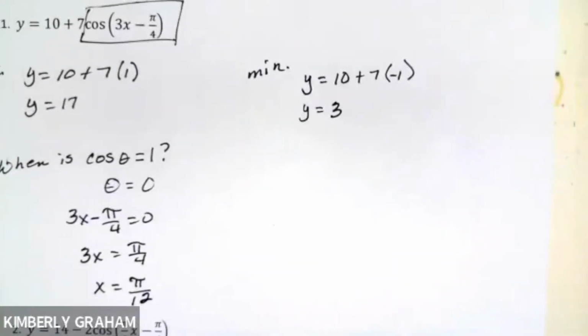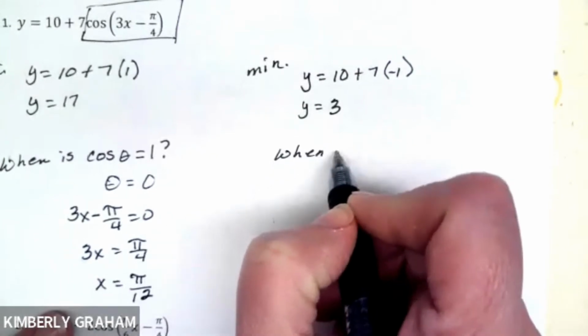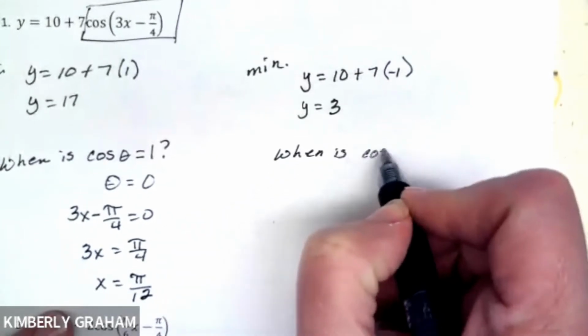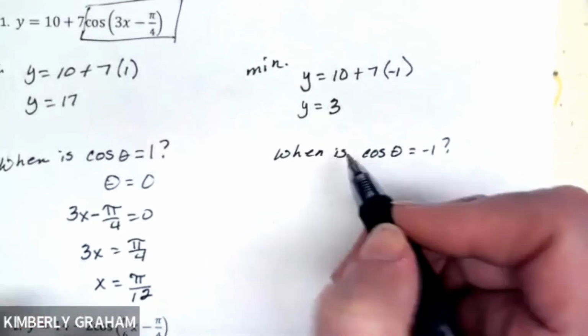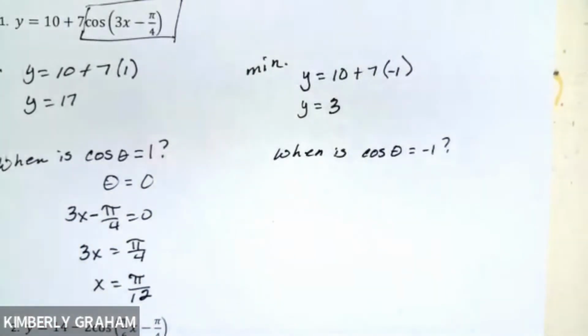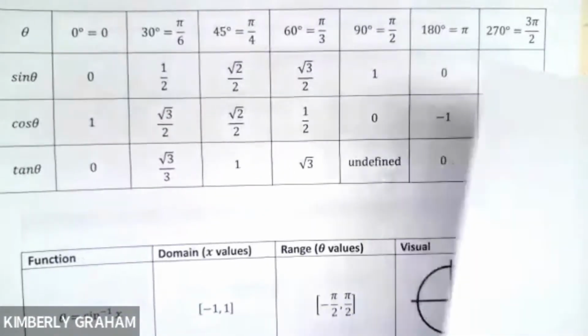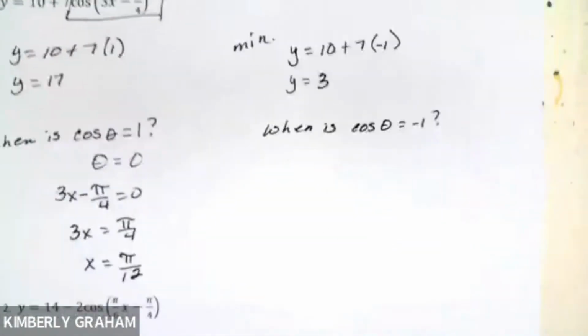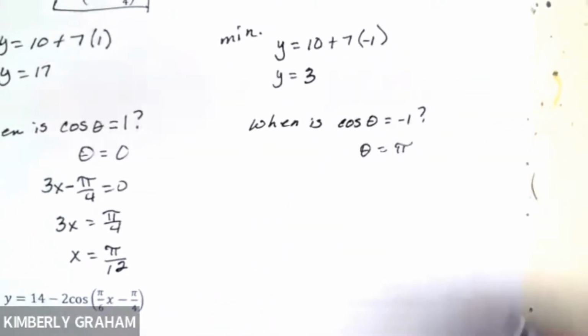And then the next problem, here I want to know, when is cosine theta equal to -1? So again, the easiest way to do that is to use this table. Cosine is -1 at pi, 180 degrees. So theta would equal pi.